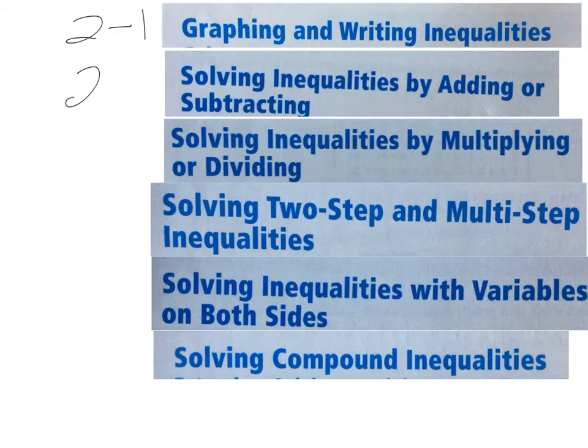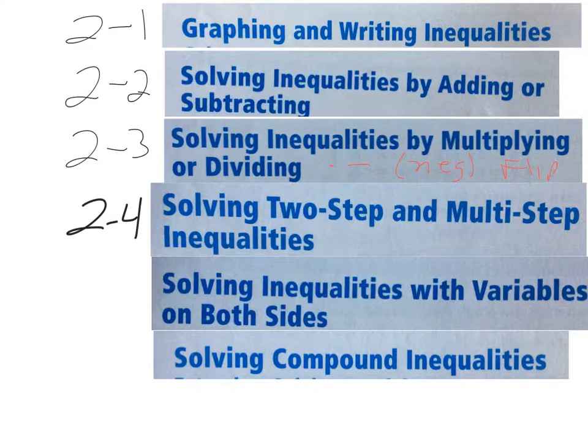The second one, 2-2, solving inequalities by adding or subtracting. 2-3, solving inequalities by multiplying or dividing. Now remember, on this section, if you multiply or divide by a negative number, you have to flip the sign. And only if you multiply or divide by a negative number. Then, on the next section is 2-4.